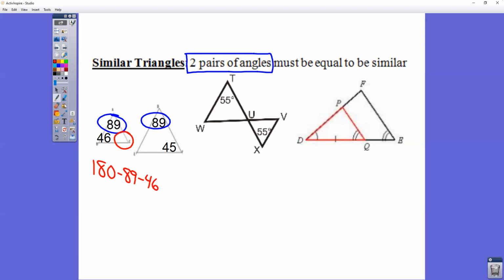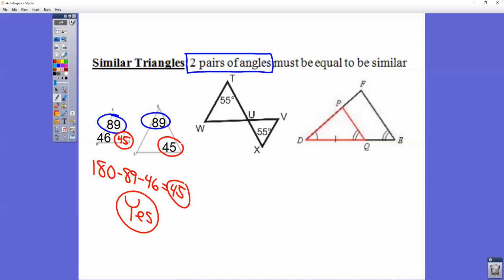So 180 minus 89 minus 46 gives you 45. That's the measure of this angle. Now you can see, because they tried to trick you, that now you have 2 pairs of angles that are the same. So these are similar triangles. Your answer today for this question would be yes.